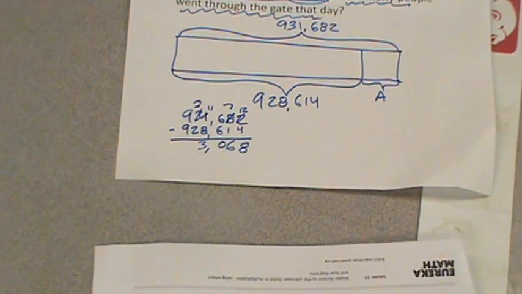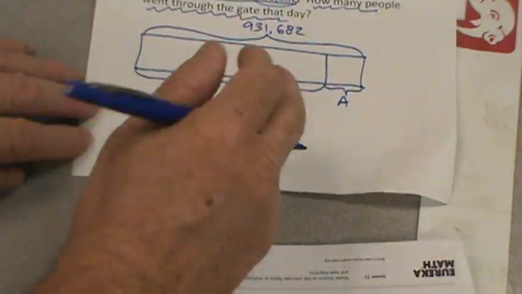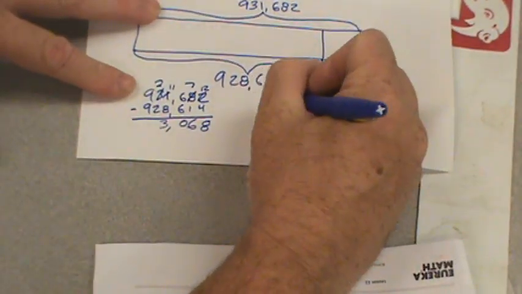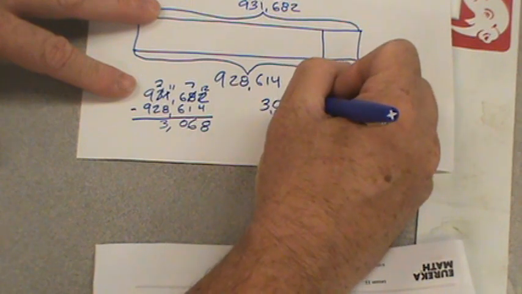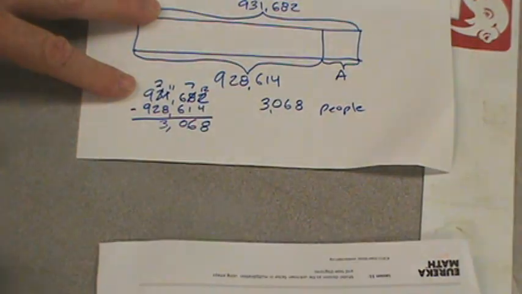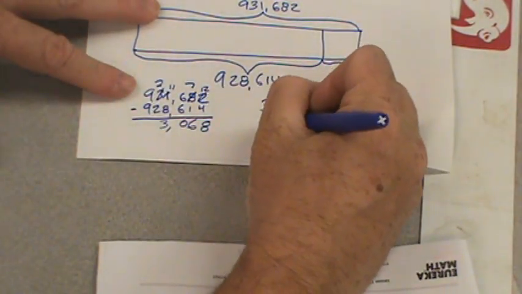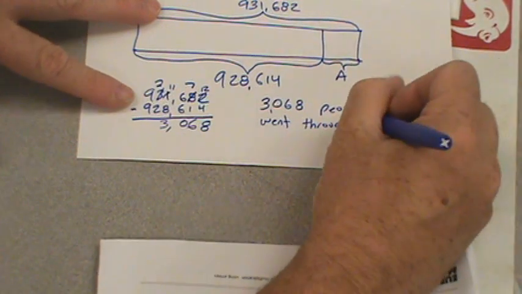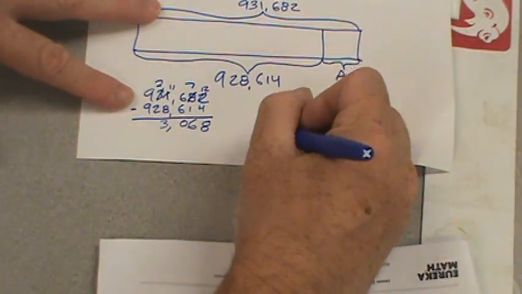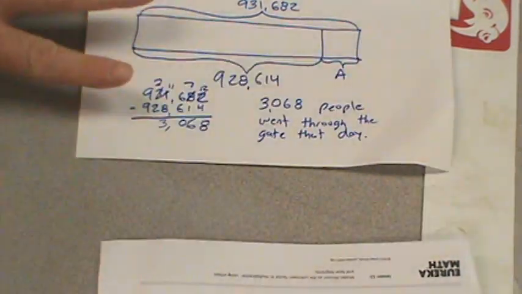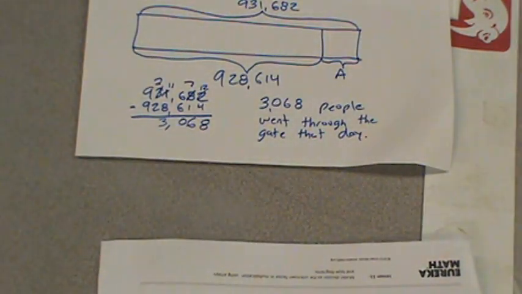And that's our answer. So we read, remember we drew, and now we will write 3,068 people went through the gate that day. Assuming that people that weren't allowed to come back in to the amusement park, different people.